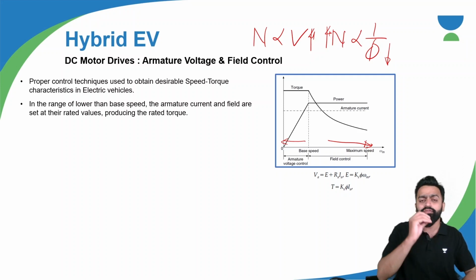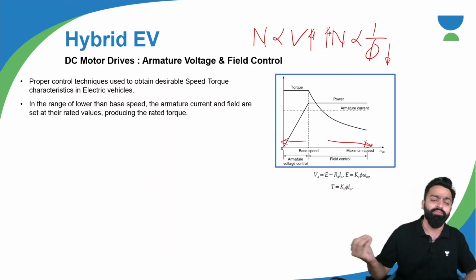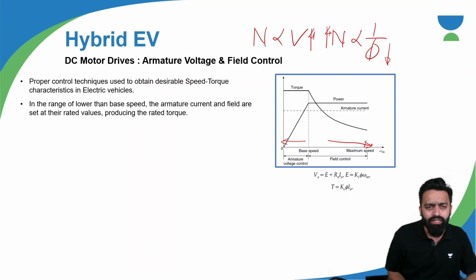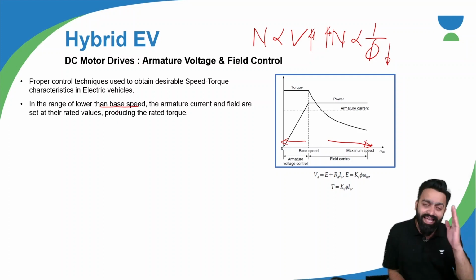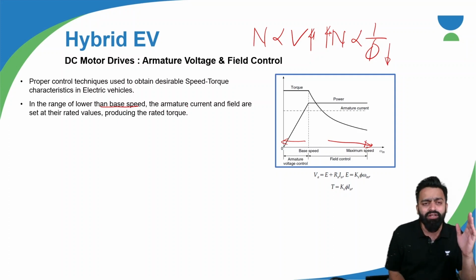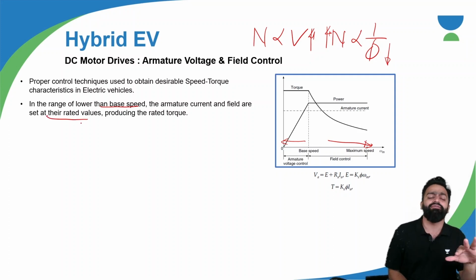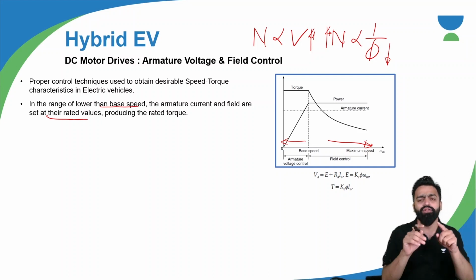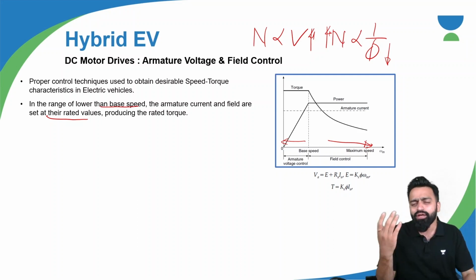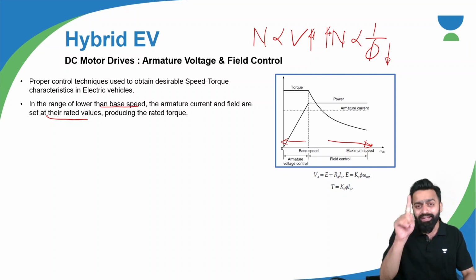If the equipment operates at rated power, it is going to draw a rated amount of current from the applied voltage. So lower than the base speed, when the speed is less than the base speed, for example the speed of 3000 rpm that I gave as an example, the armature current and field are set at their rated values. Whatever rated values there are, these are mentioned on the nameplate of the motor. Like if you buy a washing machine or a refrigerator, at the back of the refrigerator you will find a nameplate.